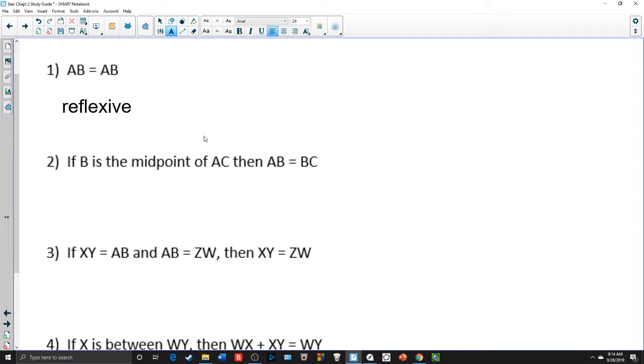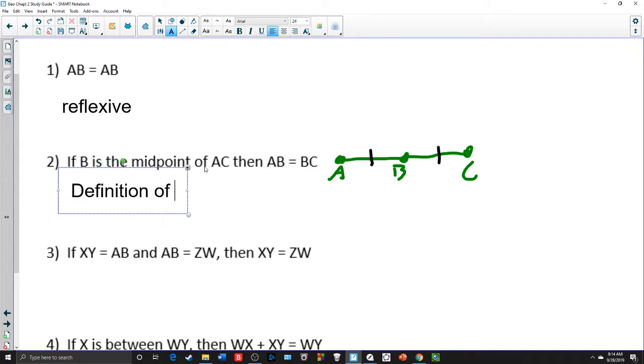If B is the midpoint of AC, then AB equals BC. So let's look at this happening here. So we have A, B, and C. Sometimes it's helpful to draw a diagram to figure out what's going on. So it says, if B is the midpoint of AC, then AB is equal to BC. Well, it says here, if B is a midpoint. Well, what do we normally do if we have something being a midpoint? Well, we just call it definition of a midpoint. So usually this is almost a given statement, but the logic behind it is the definition of a midpoint.